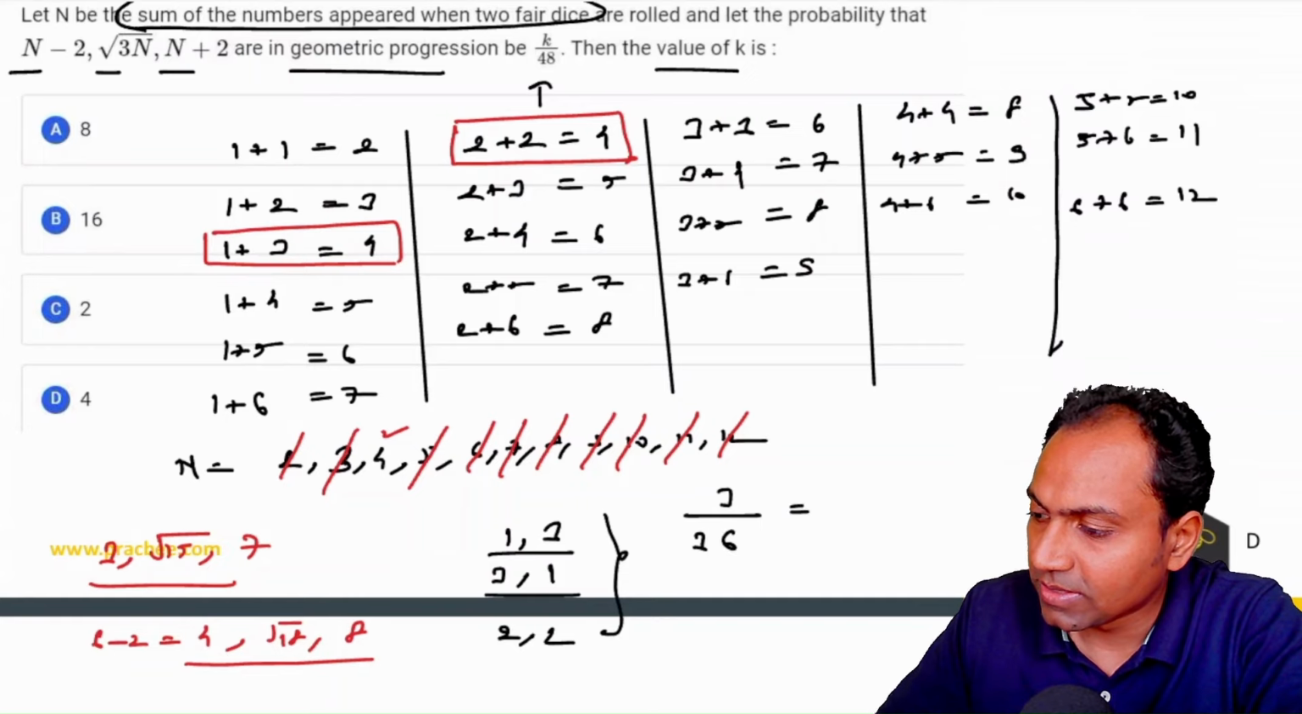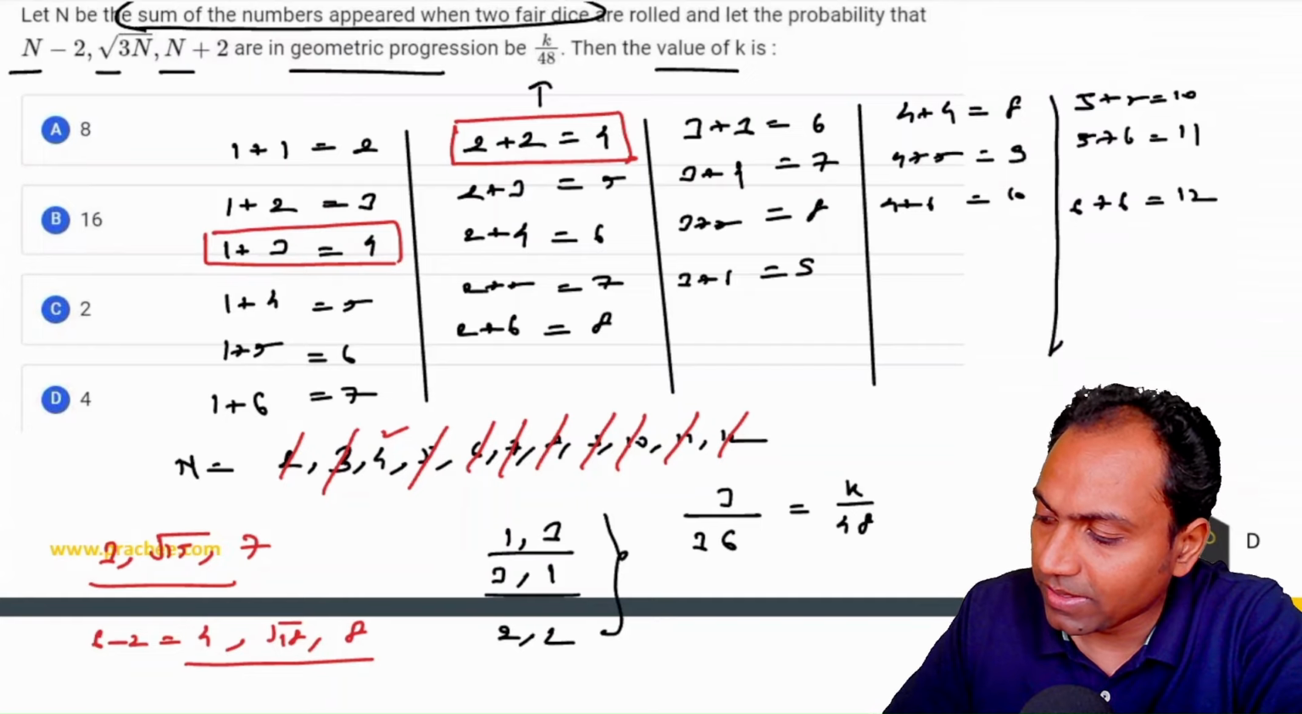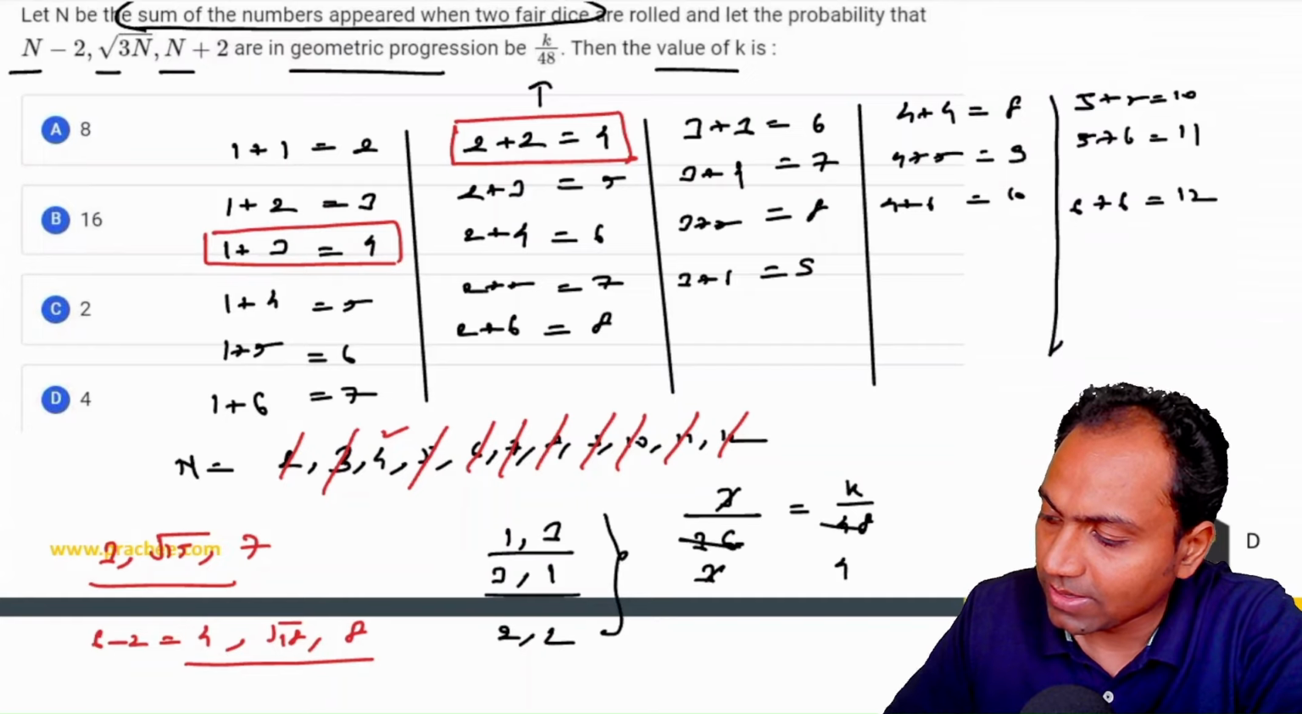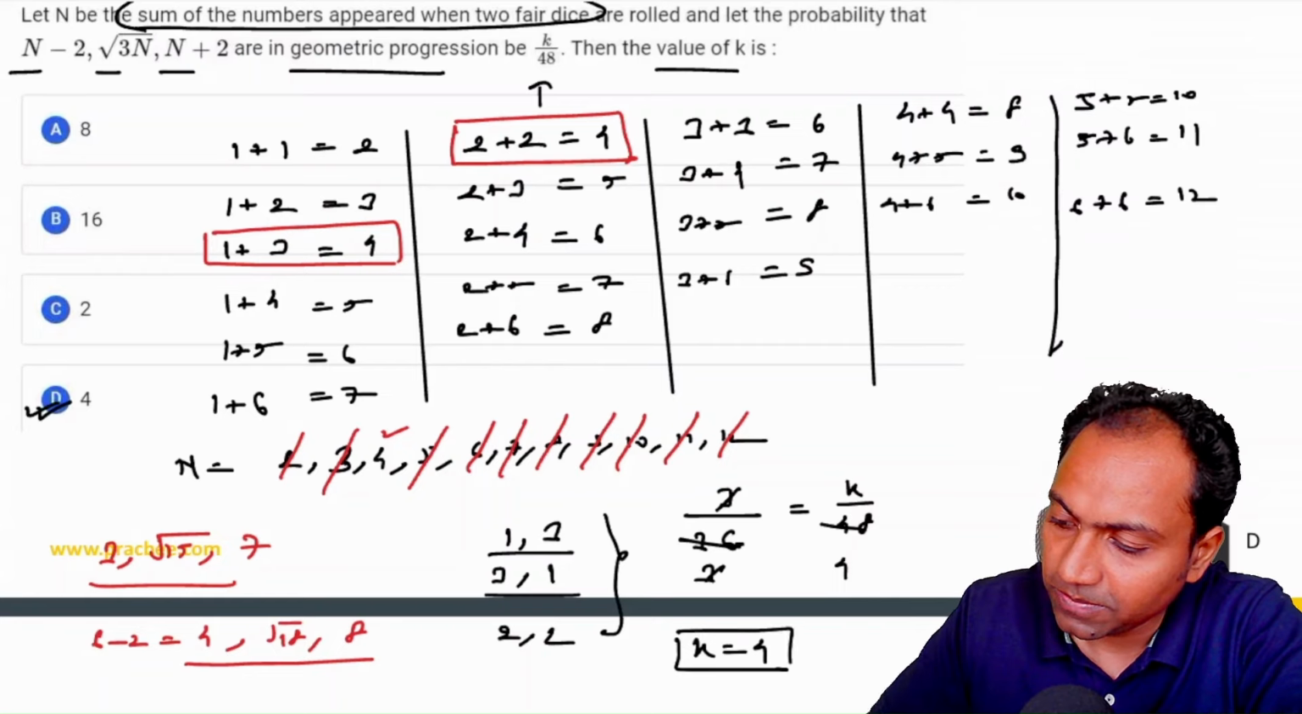So our answer becomes nothing but k by 48. If I divide, this comes out to be 12 into 3, 12 into 4. 3 will get cancelled out and the value of k comes out to be 4. That is nothing but option D.